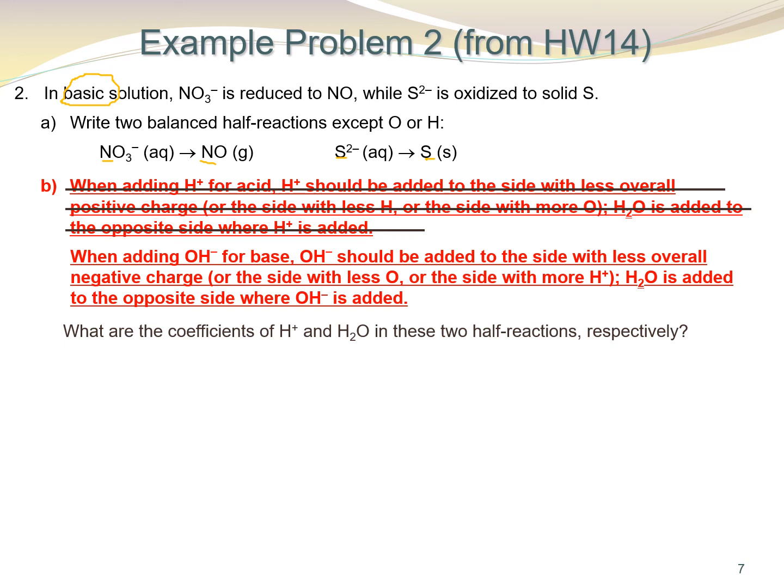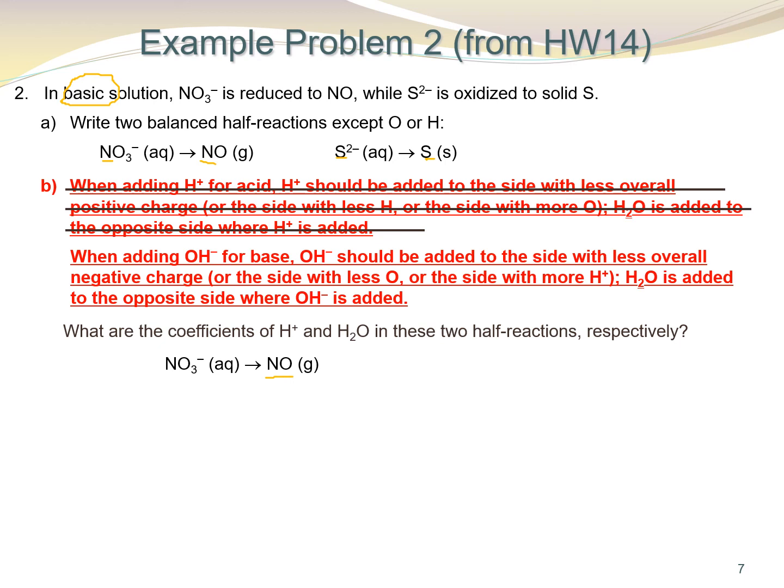When we add OH minus, it should be added to the side with the less overall negative charge. Makes sense, right? Because OH minus has a negative charge, so we need to add OH minus to the less negative side. Which side should we add OH minus? Here. Well, let's check out.